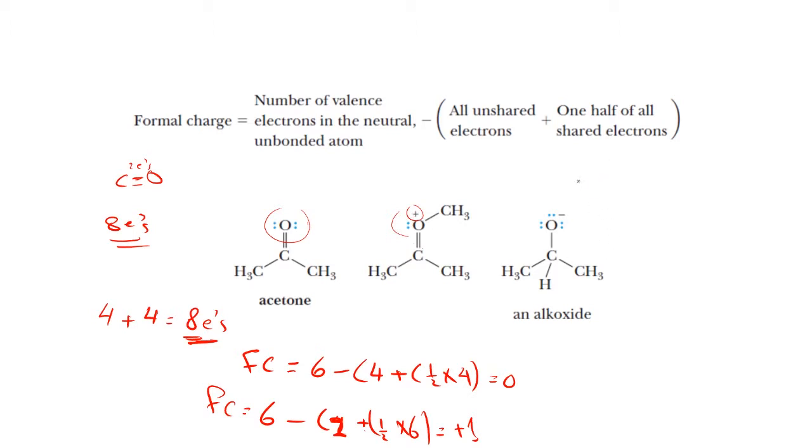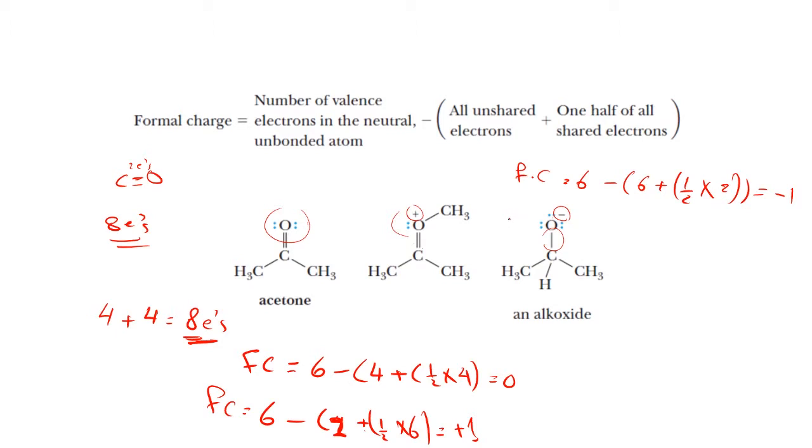Now let's assign the formal charge for this compound. The formal charge would be equal to the number of valence electrons, 6, minus the unshared electrons, plus half multiplied by the shared electrons, which are 2. So I have 2 shared electrons. This means I have here minus 1. This is why we write this minus above the oxygen, to indicate that the formal charge is equal to minus 1.